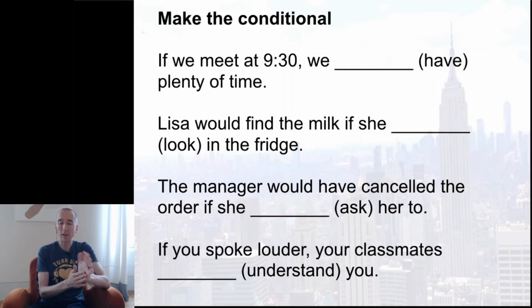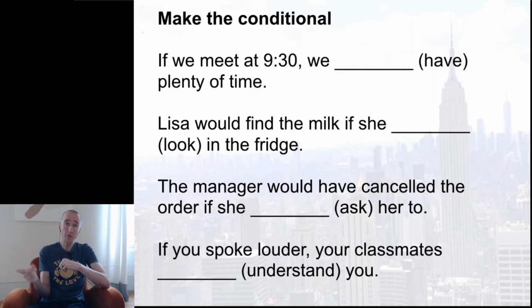All right, looking at some more examples, figure out what word you need to put in there to make this correct. If we meet at 9:30, we blank plenty of time. All right, if we meet, present simple. So this is a first conditional. If we meet at 9:30, we will have plenty of time.